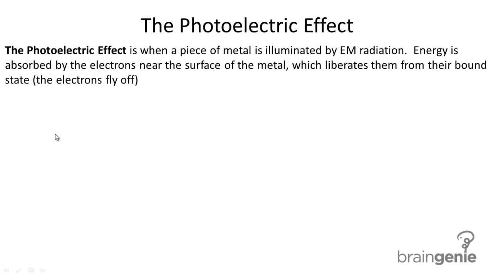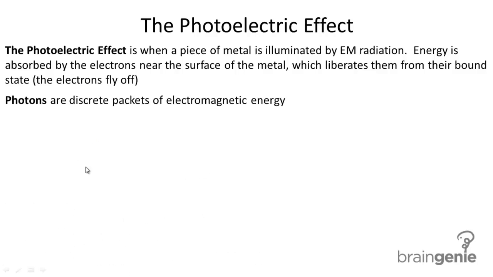The photoelectric effect. The photoelectric effect is when a piece of metal is illuminated by electromagnetic radiation. Energy is absorbed by the electrons near the surface of the metal, which liberates them from their bound state. The electrons basically fly off. Now, photons. Photons are discrete packets of electromagnetic energy.